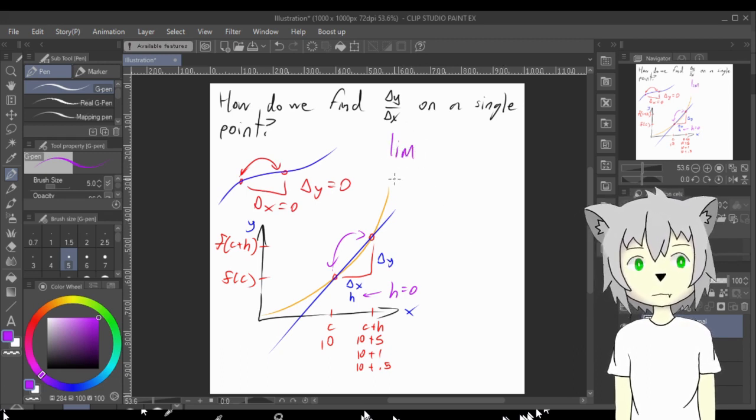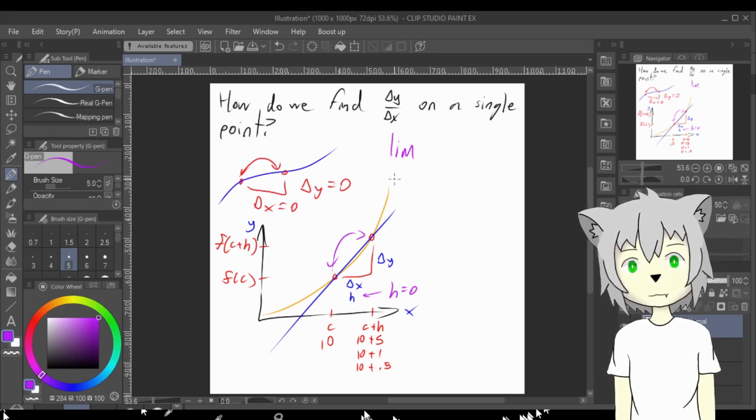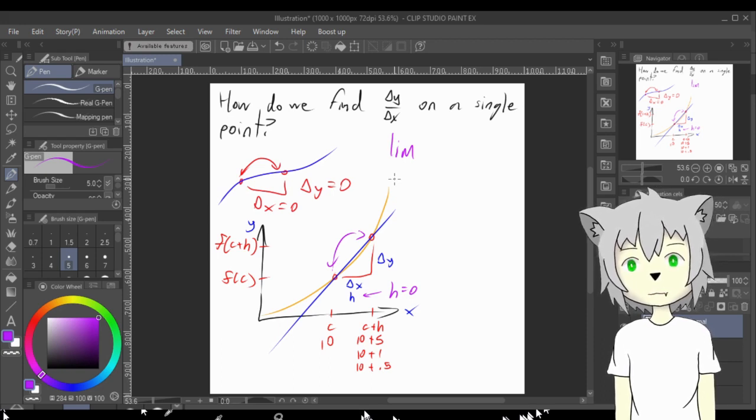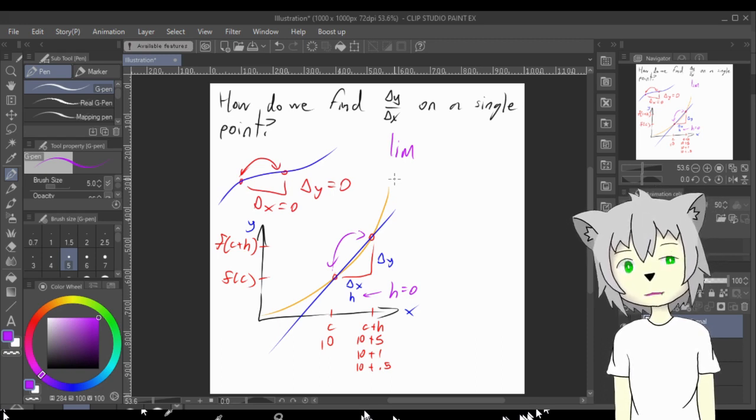And I'm pretty sure those are the only things limits are useful for in class, not gonna lie, because they're only useful for helping you understand what derivatives are, and also some other things like divergence and convergence, but we won't get into that until much later.